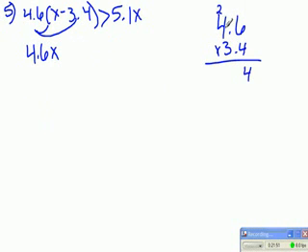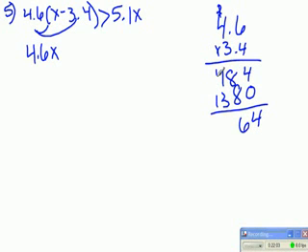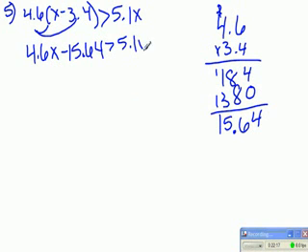4 times 6 is 24. 4 times 4 is 16 plus 2 is 18. 0. 3 times 6 is 18. And 3 times 4 is 12 plus 1 is 13. 4, 16, 3, 4, 5, and 1. And there were 2 decimals, so 1, 2 decimals. So this was a negative 15.64 greater than 5.1x. I need all my x's together, so I'm going to subtract 4.6x from both sides.